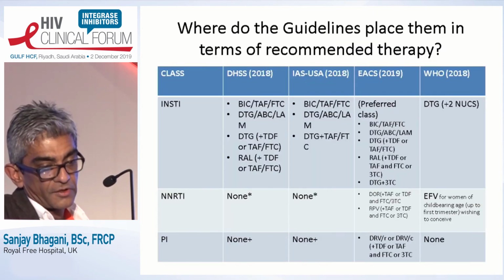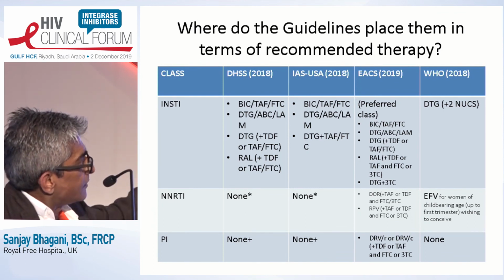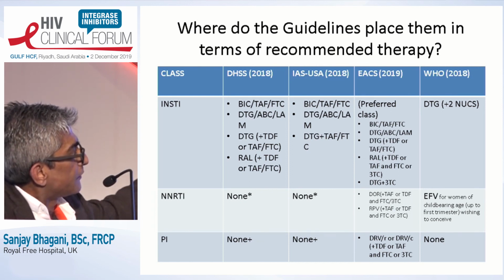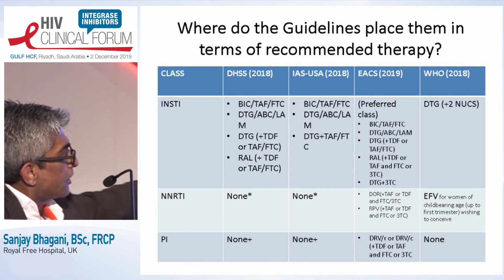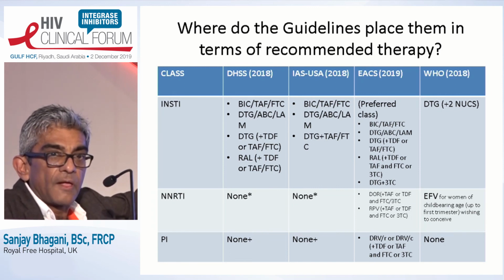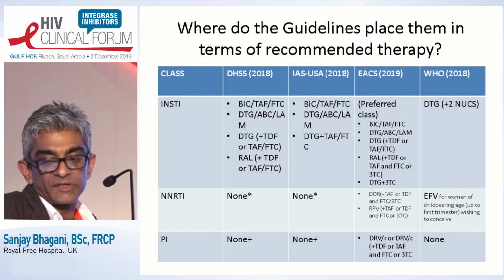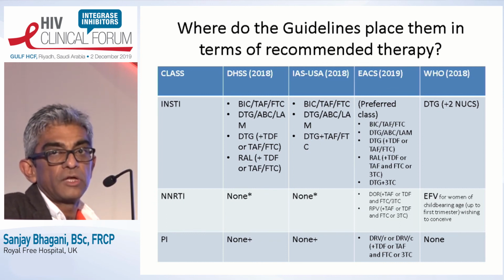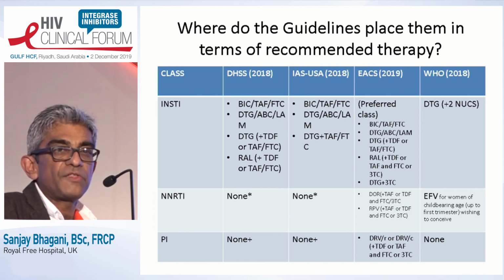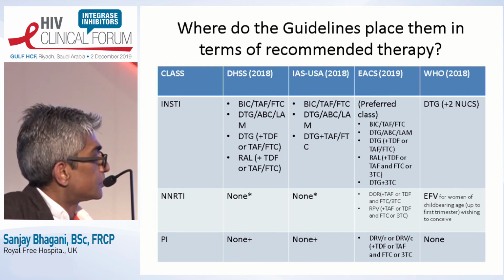And so for my last slide, I'm just going to put up the guidelines and where they place integrase inhibitors in terms of recommendation for therapy. And so you can see for all the major guidelines, integrase inhibitors are either the only recommended class of therapy in treatment-naive first-line use, or the preferred class, as is the case with AX. Even the WHO has now moved to dolutegravir with the option of efavirenz for women of childbearing age up to first trimester wishing to get pregnant.